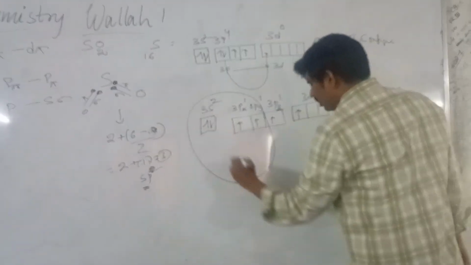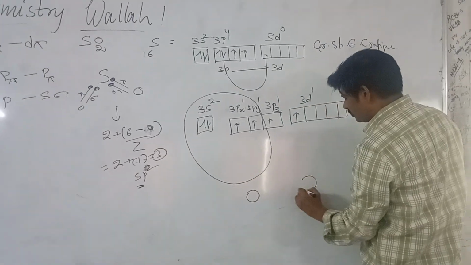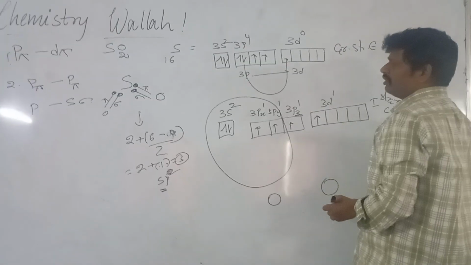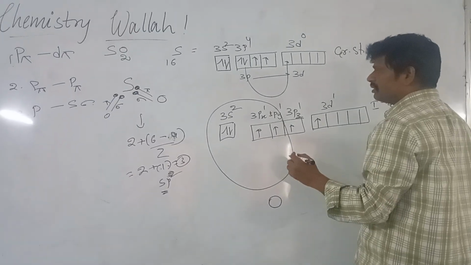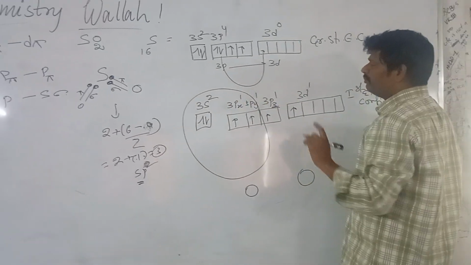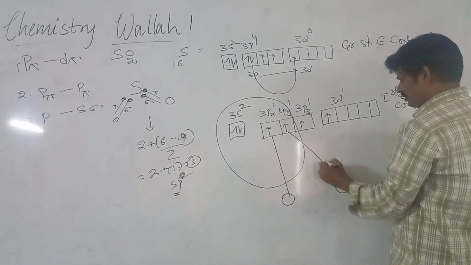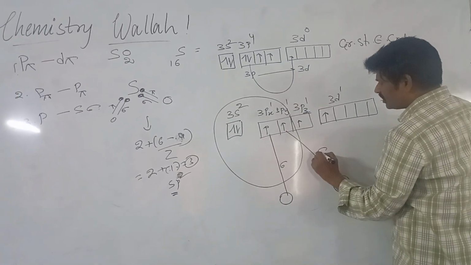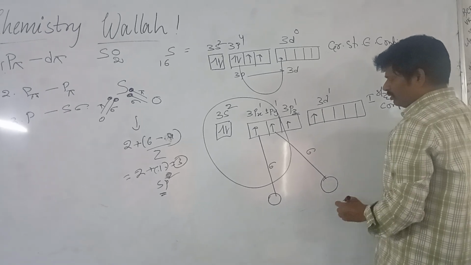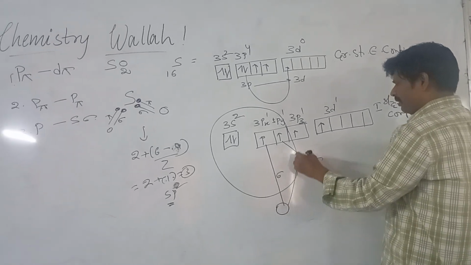So how many oxygen atoms do we have? Two oxygen atoms. Oxygen is stable in -2, which means it is ready to form two bonds. One bond is formed like this and another bond like this. These two are sigma bonds. Now let us see the pi bond. This is the pi bond.